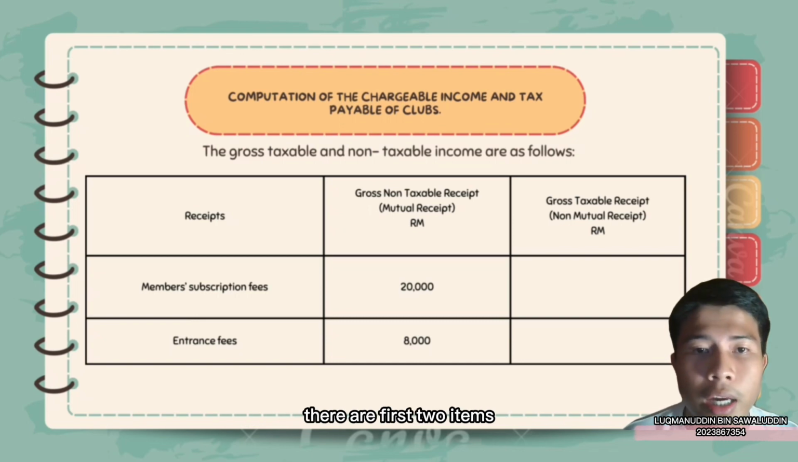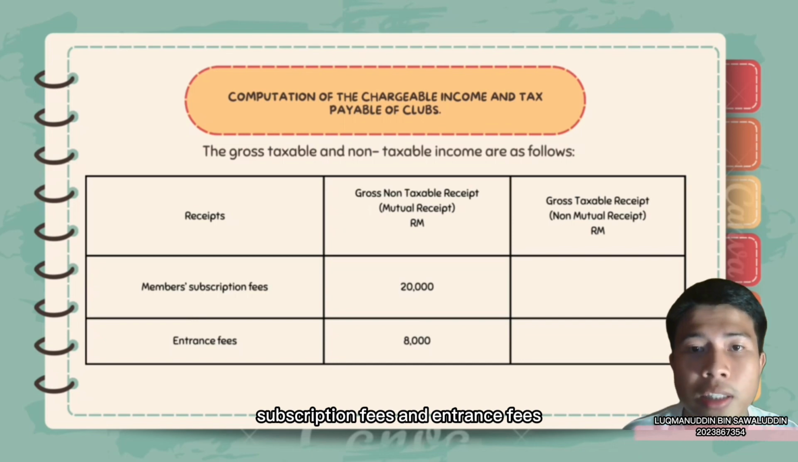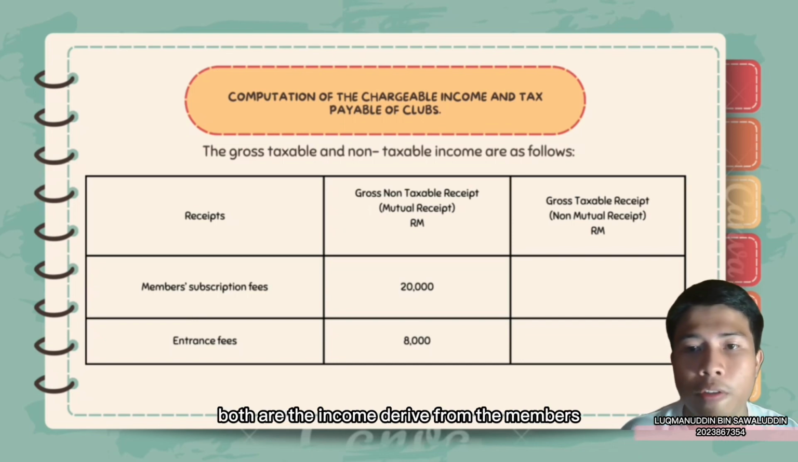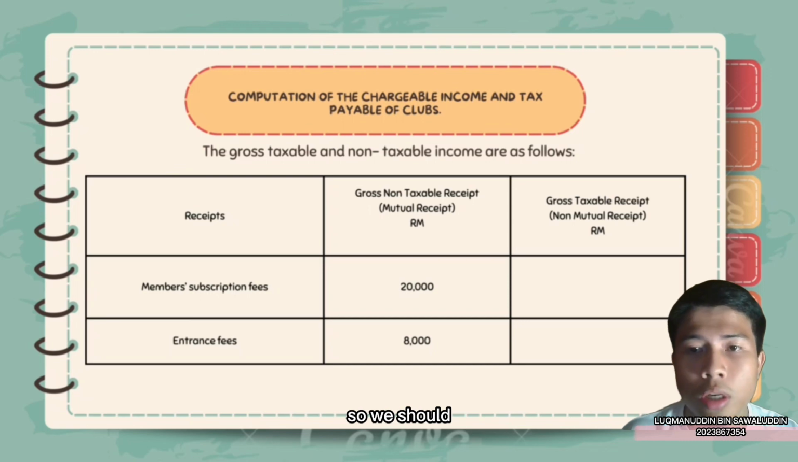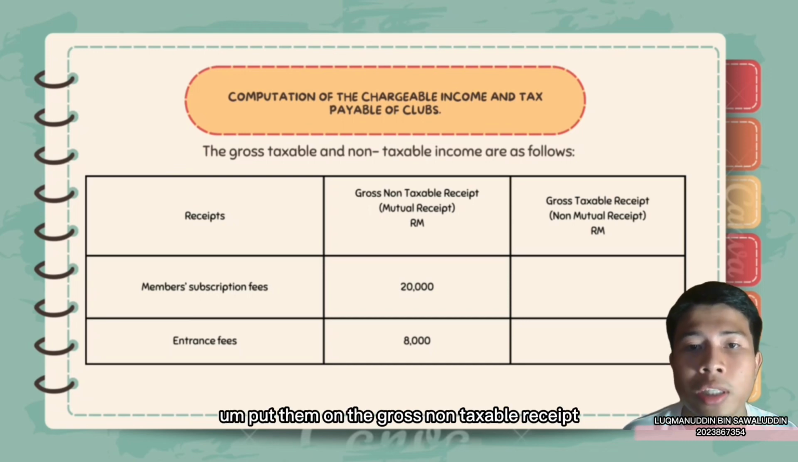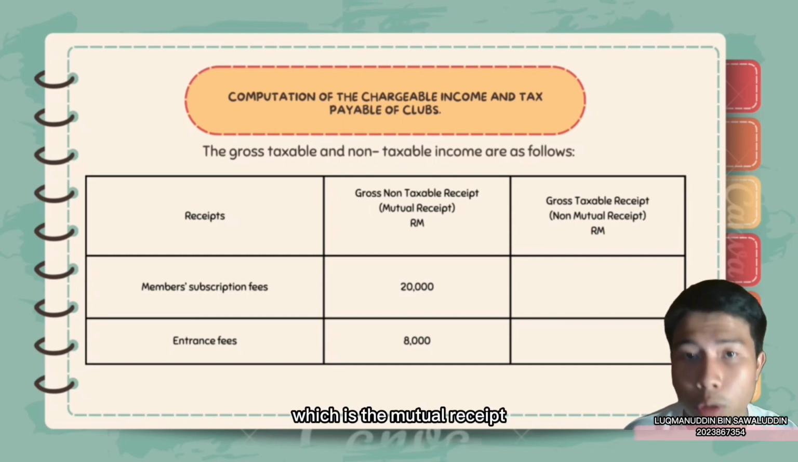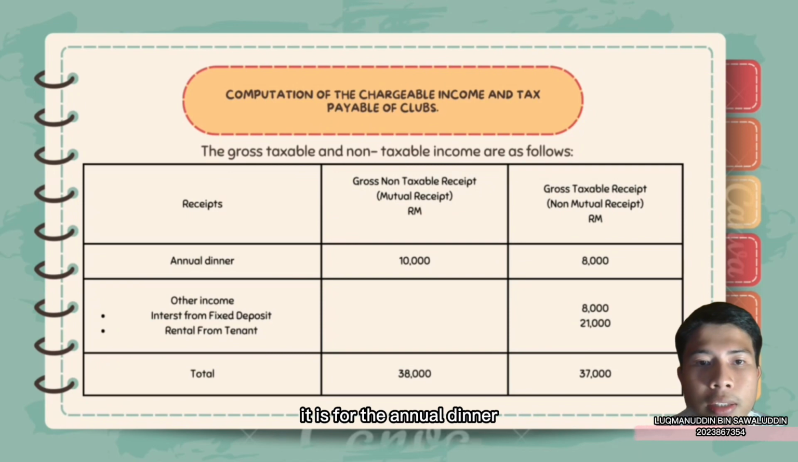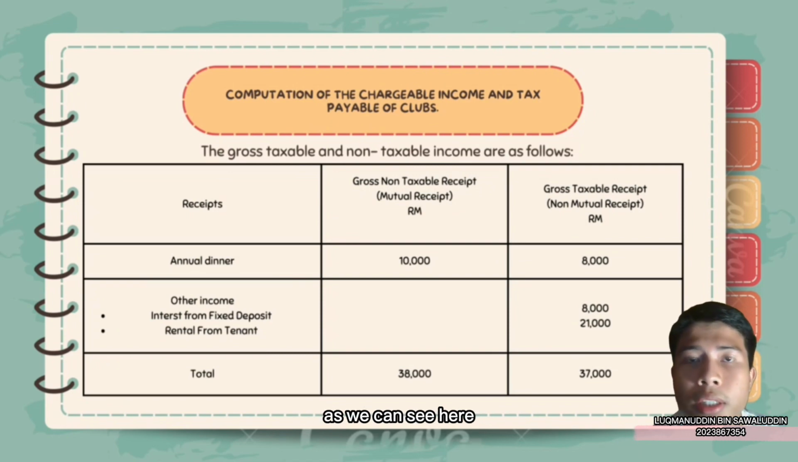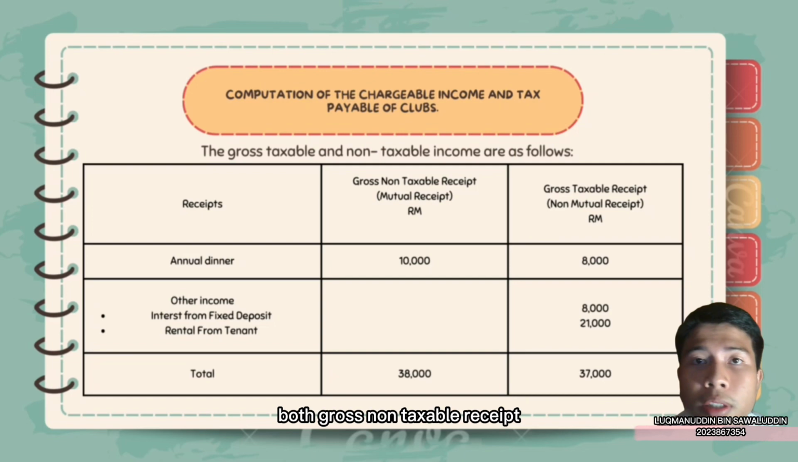As we can see here, the first two items are the members' subscription fees and entrance fees. Both are income derived from the members, so we should put them in the gross non-taxable receipt, since this is the income derived from members, which is the mutual receipt. For the third item, it is for the annual dinner. As we can see here, both gross non-taxable receipt and gross taxable receipt have their own amount, which is 10,000 ringgit for the gross non-taxable receipt and 8,000 ringgit for the gross taxable receipt.